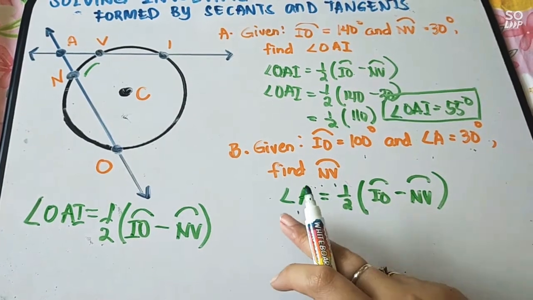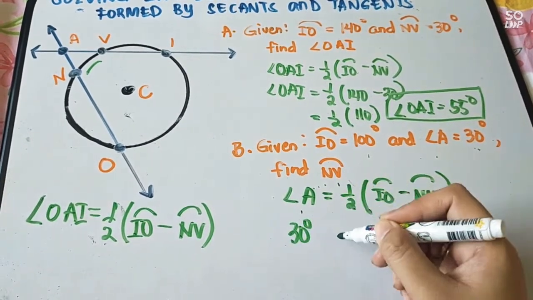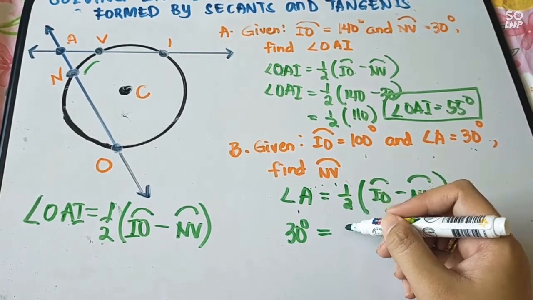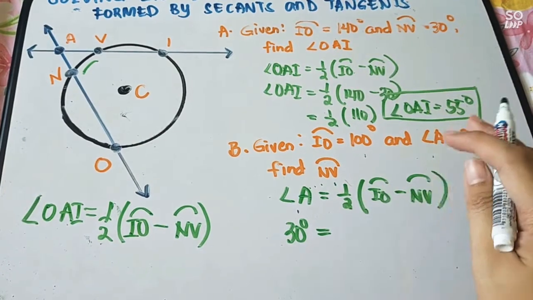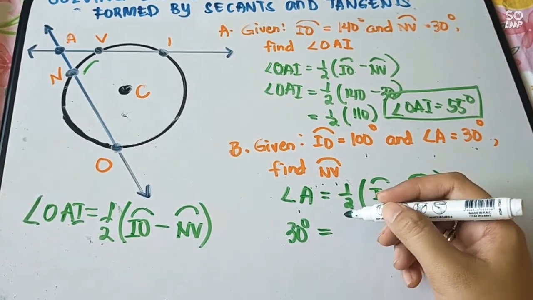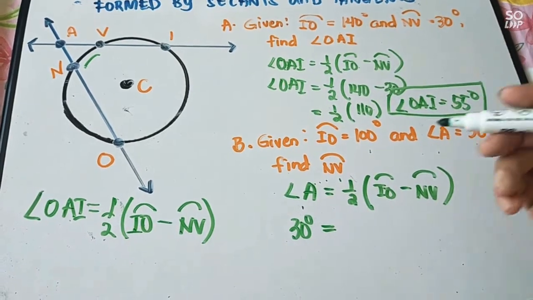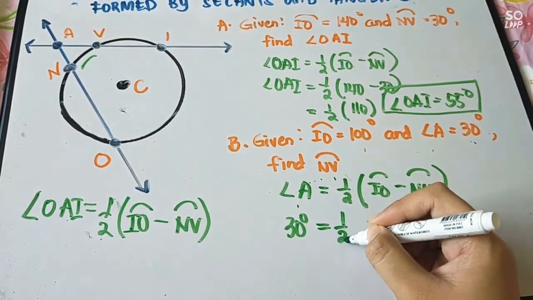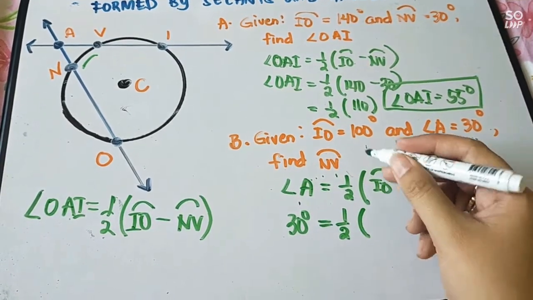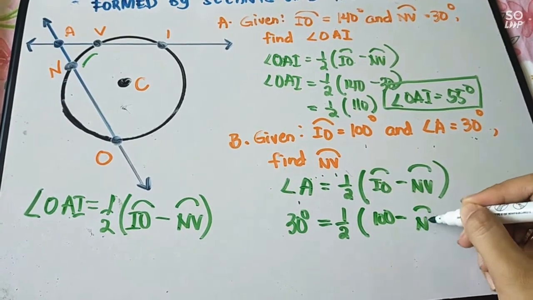Substitute mo lang ulit. So, si angle A mo ay 30 degrees, right here 30 degrees, equals to 1/2. Do not forget the degree sign, ha? Do not forget. Pag wala kang degree sign, mali po yun. Pero kung merong letter M yung sagot mo, kailangan wala namang degree sign. Is it clear? So, we have here 1/2 of, ang IO mo raw ay 100 minus arc NV.